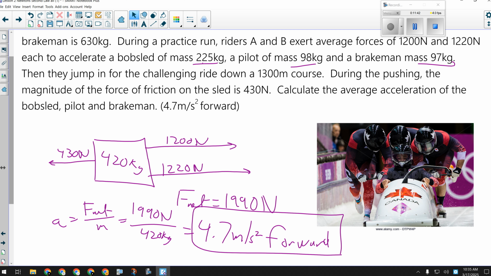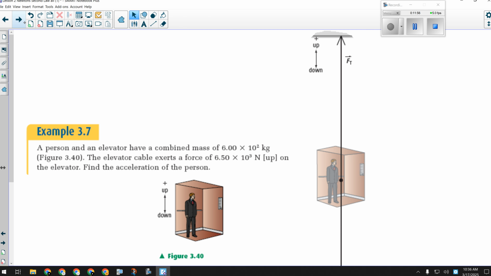Okay, again, nothing mathematically challenging about that, but they're going to get more and more complex as we have to start factoring in forces that are less obvious. Okay, any questions on that one? Okay. All right, got to talk about elevator questions.